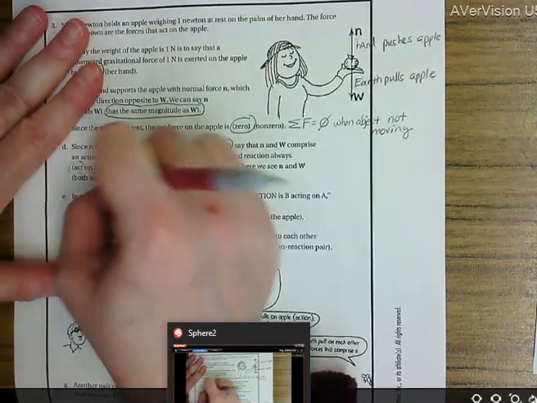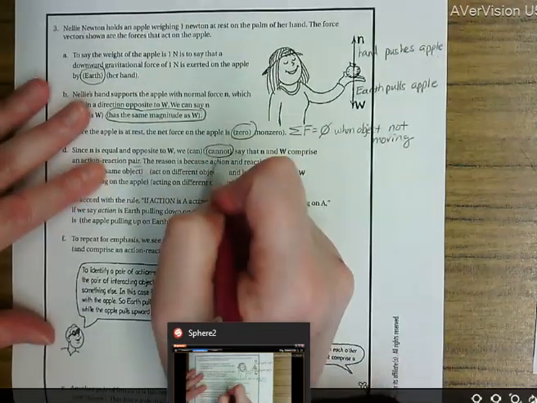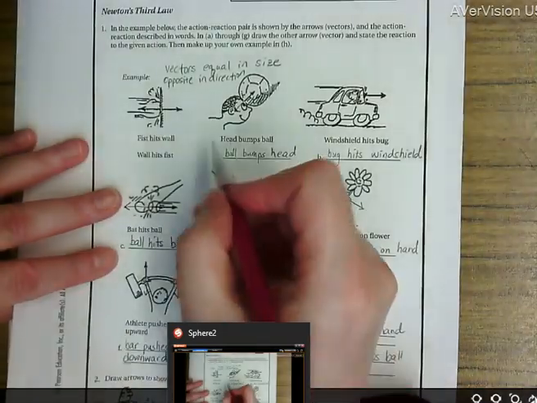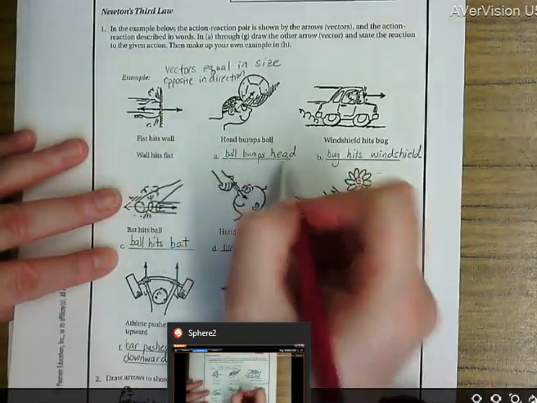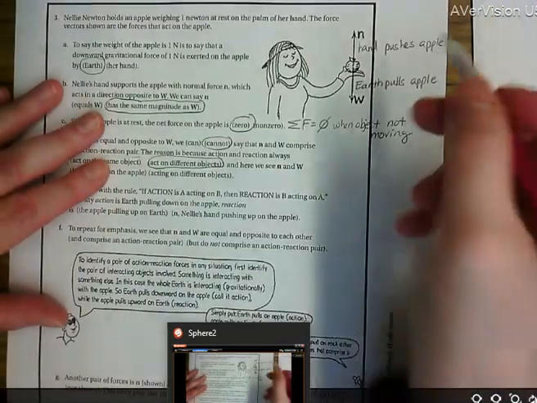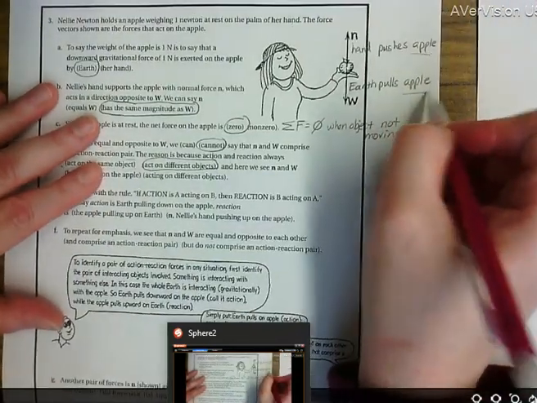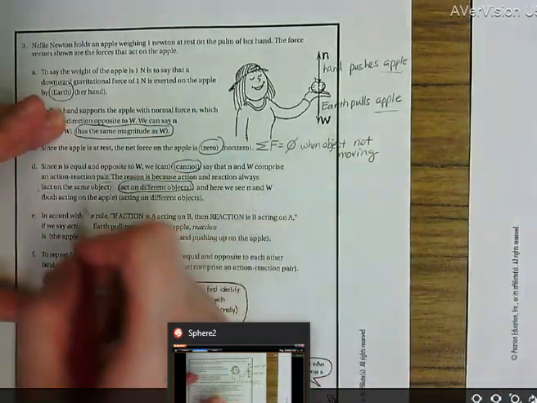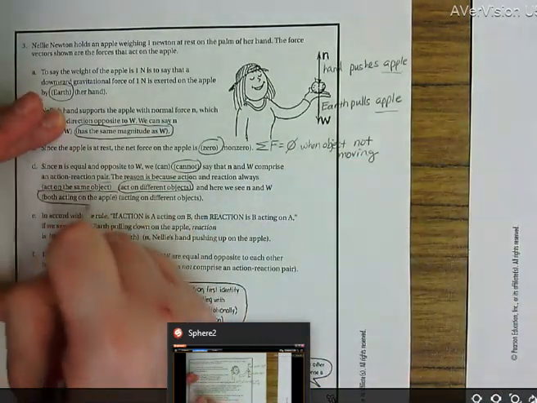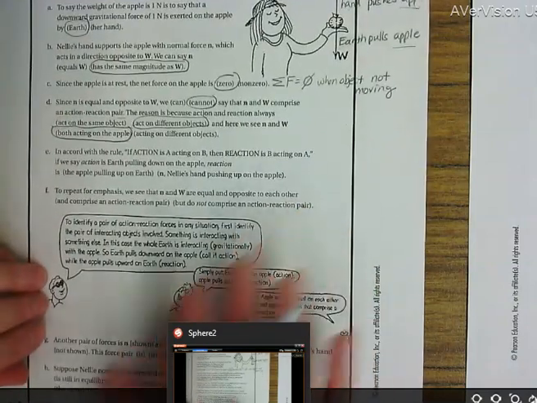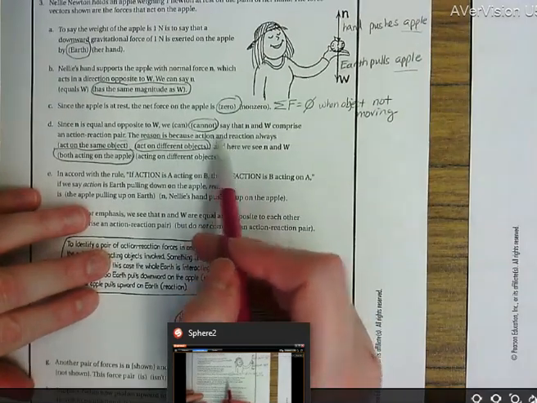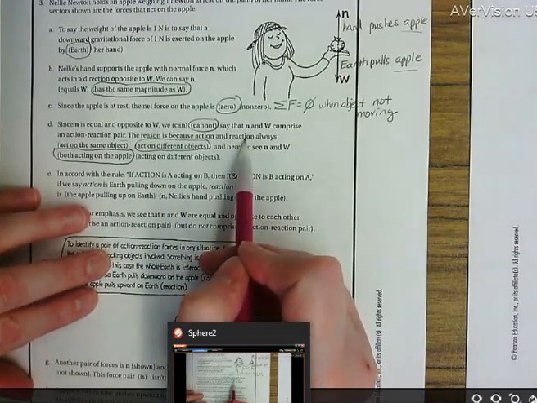They don't act on the same object. They act on different objects, because we have the head bumps ball and then the ball bumps head. In these, they're both talking about the apple. So here we can see N and W are both acting on the apple. So in a correct action-reaction statement, we should have two different objects listed.